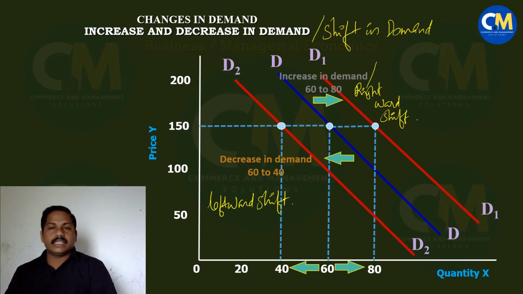Concluding here: extension means increasing the quantity demand due to decrease in the price. Contraction means decreasing the quantity demand due to increase in the price. But increase and decrease in demand means either increasing or decreasing the quantity demand due to factors other than price. That is called as increase and decrease, or we can say shift in demand. It can be rightward shift or leftward shift. Hope you clear the concept of extension, contraction, increase and decrease, that means the changes in demand.